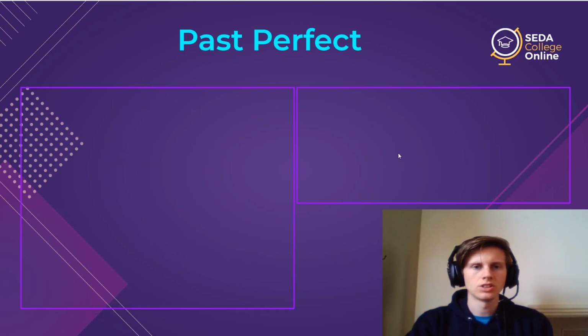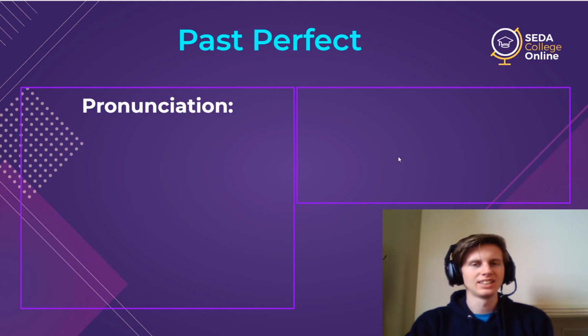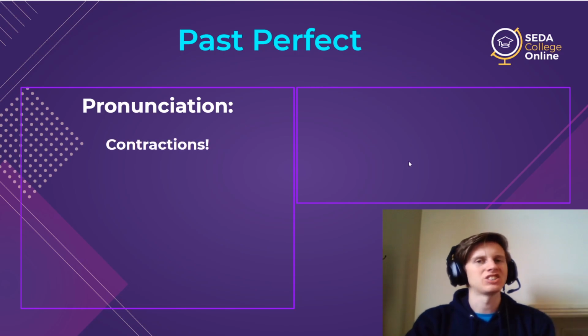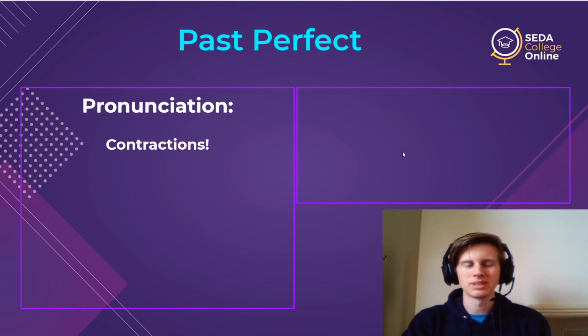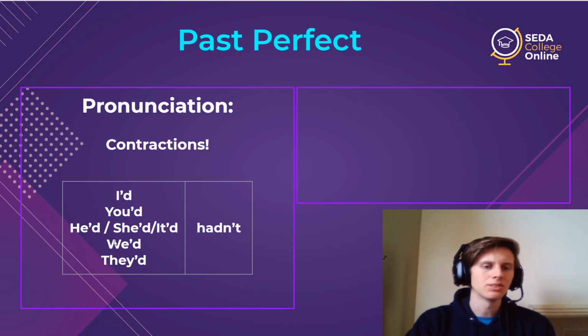Okay, so another important part of the past perfect is some pronunciation. You're going to love it. I know you'll love it. It's more contractions. I'll never stop with contractions. Although the contractions here are very simple because had doesn't change forms. So it's just apostrophe D. I'd, you'd, he'd, she'd, it'd, we'd, they'd, and then the negative contraction hadn't. So it's a very simple contraction here.